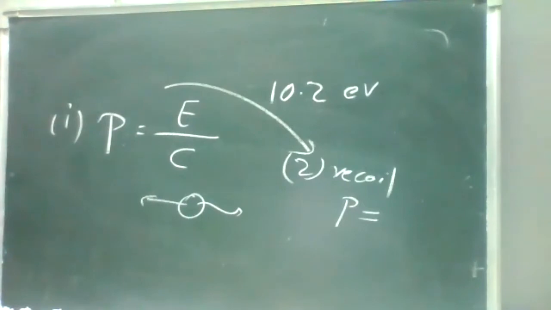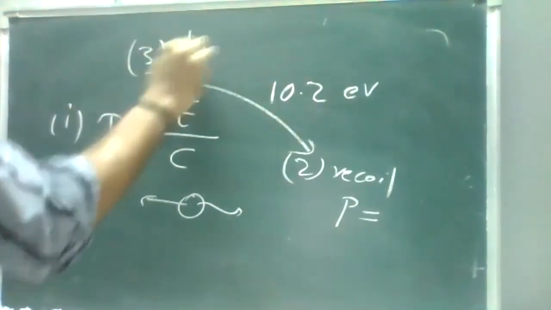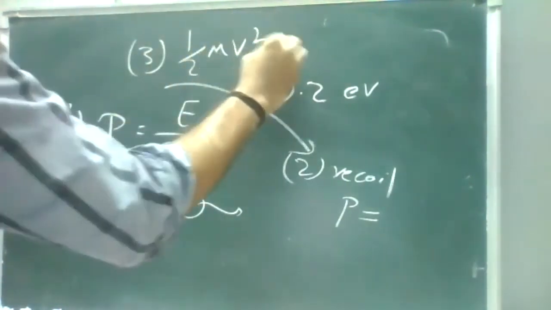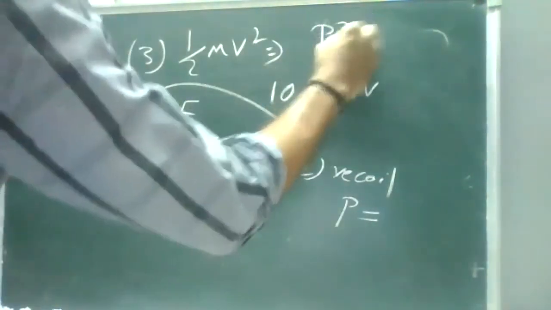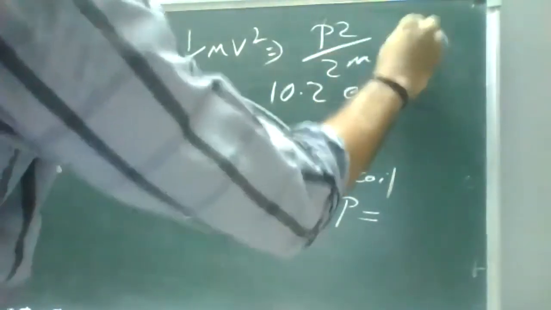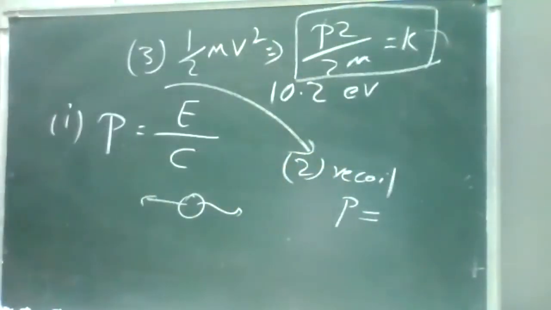Third, we are going to find the kinetic energy. Kinetic energy is half m v square, but we know the mass, we don't know the velocity. So I'm going to convert the kinetic energy into momentum. Kinetic energy K is equal to P square by 2m. From this relation, try to find the kinetic energy. So first find the momentum, then find the kinetic energy.